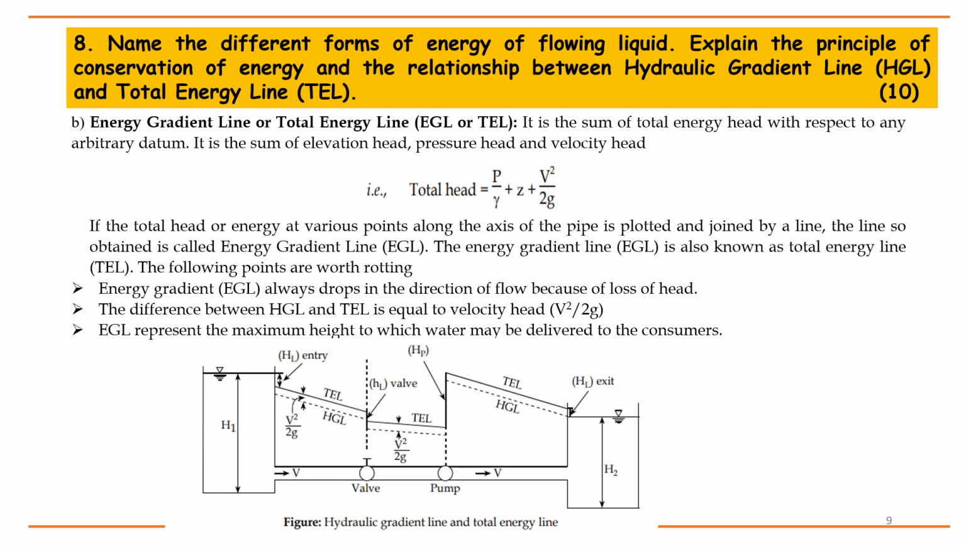The following points are worth writing: the energy gradient line, EGL, always drops in the direction of flow because of loss of head. The difference between HGL and TEL is equal to the velocity head, V²/2g. EGL represents the maximum height to which water may be delivered to the consumers.